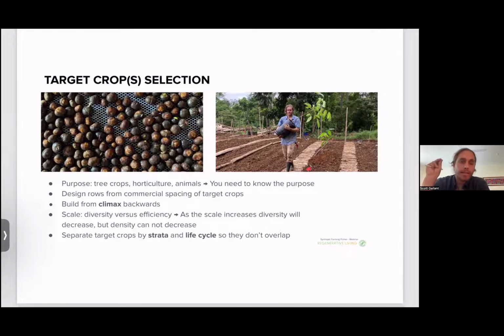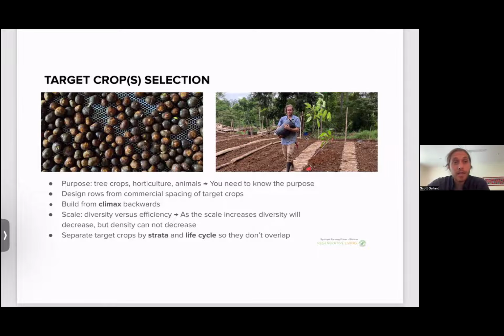One thing I wanted to touch upon is the idea of scale. So if we're going to scale these systems up, what happens is we often have to reduce our diversity. One of the things we aren't going to sacrifice that I think is very unique in syntropic farming is our density. We plant at extreme high density in syntropic farming. So as we get bigger in these systems, the number of plants per square meter is going to stay the same, but the number of species in that square meter is going to reduce. And we're going to see examples of that here in a moment.